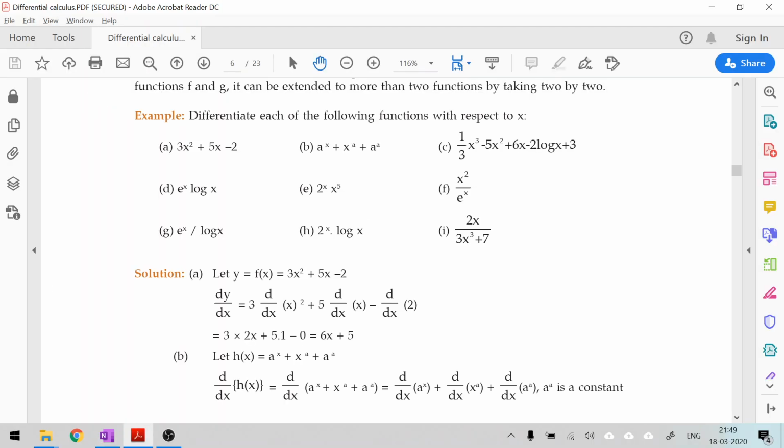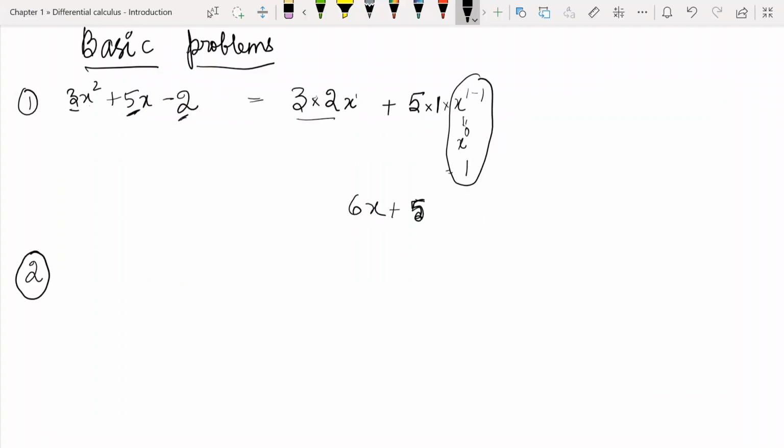So I am going to take this problem, that is part B, a power x plus x power a plus a power a. Now there are 3 terms here. Please remember, when we are adding 3 terms, it is like solving 3 separate questions. So differentiate each term as though they are 3 separate questions.